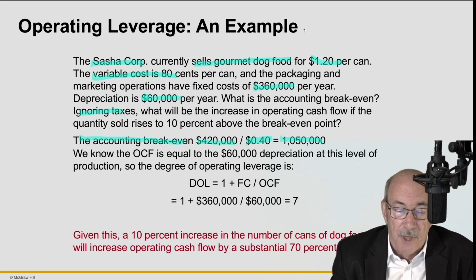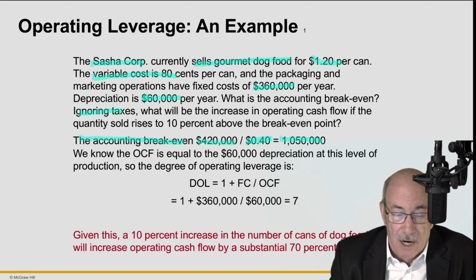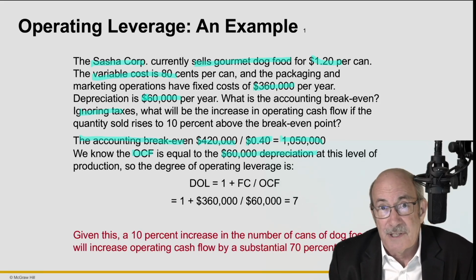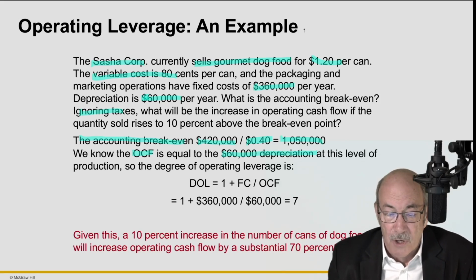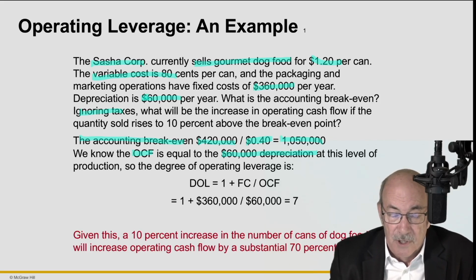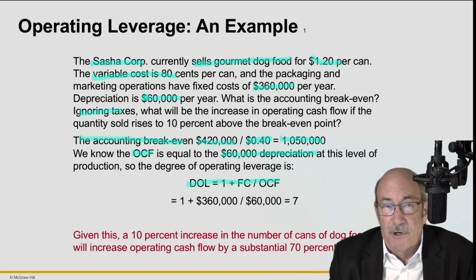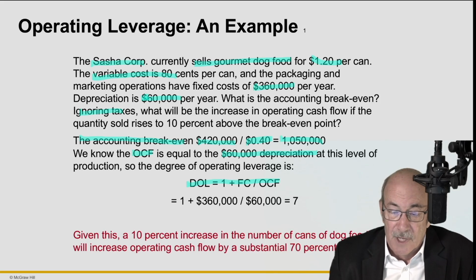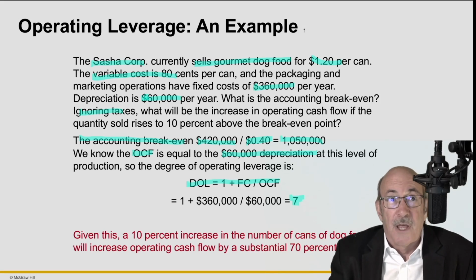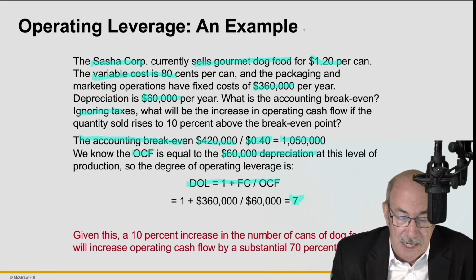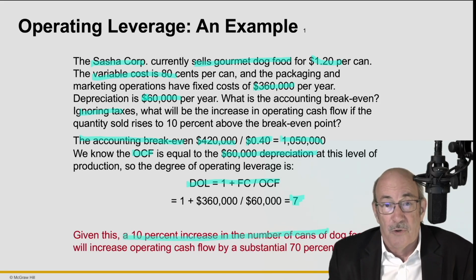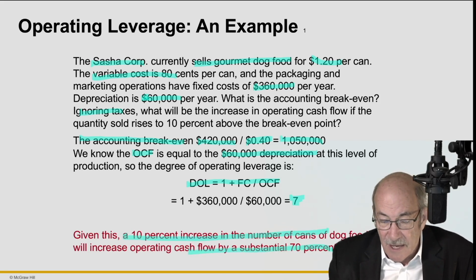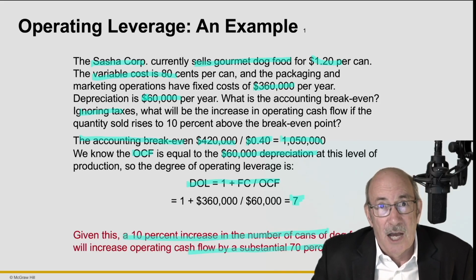Well, we know that at accounting break even, our operating cash flow is exactly equal to the depreciation. In this case, that's $60,000. We know that our fixed costs are $360,000. So to calculate our degree of operating leverage, it's 1 plus 360 over 60, and that equals 7. So that means that for a 10% increase in the number of cans sold, we have a whopping 70% increase in the operating cash flow.